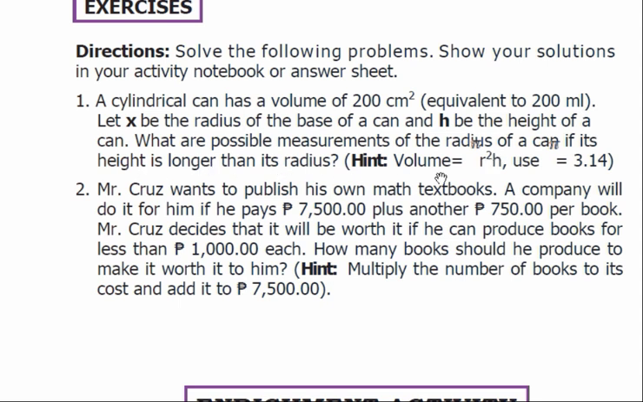So we have here the hint. This is volume equals pi r squared h. And we have to use the value of pi equals 3.14. So we round it off to 2 decimal places.